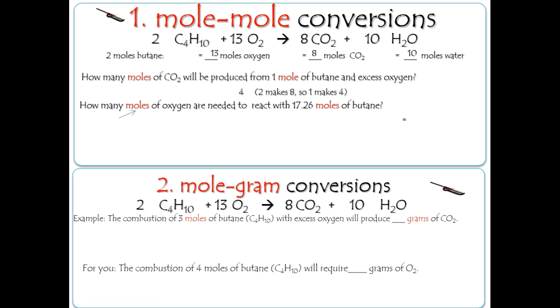I recommend you write it as a unit conversion, however. Start with what you're given, your 17.26 moles of butane. Convert it, recognizing that every 2 moles of butane requires 13 moles of oxygen. Notice that that mathematically cancels your units and gives you what you want, which is the moles of oxygen required, which is a little over 112. Looks like we're paying very little attention to significant figures here.